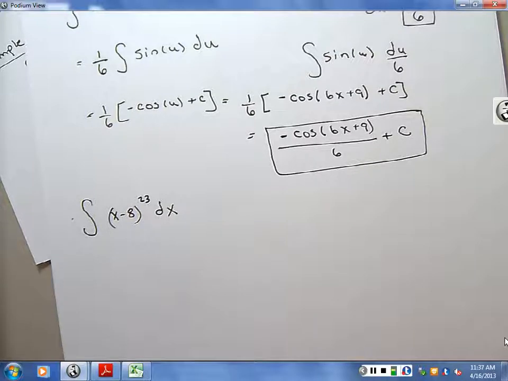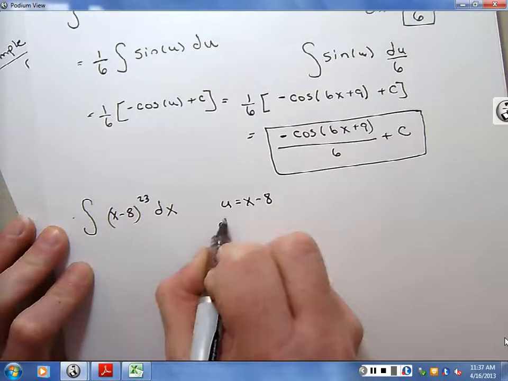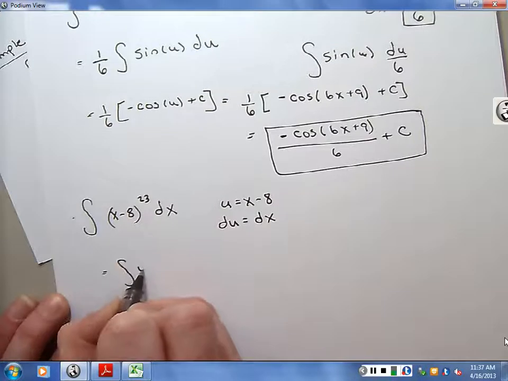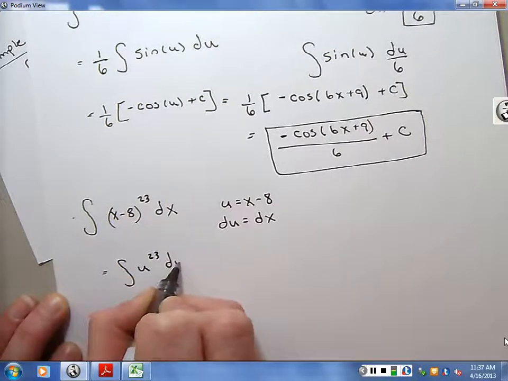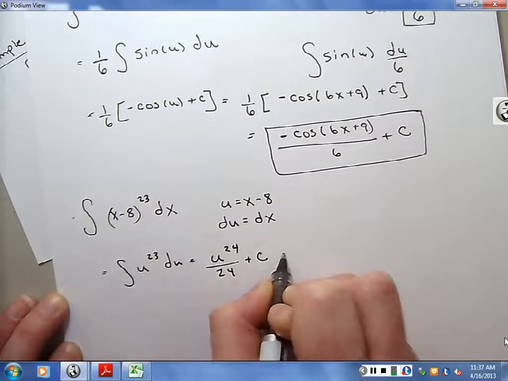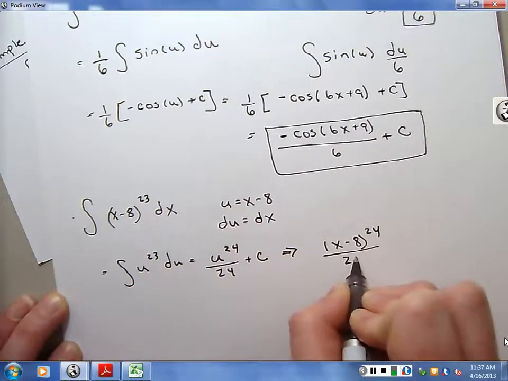Exactly, right? So as you get more and more experience doing these, you kind of start seeing how the answers come out. So u equals x minus 8. du is simply dx, right? So this was just a dummy transformation to get it to u to the 23rd. And that comes relatively quick. And we know the integral of u to the 23rd is u to the 24th over 24 plus c. So if I replace this, I have (x minus 8) to the 24 over 24 plus c.